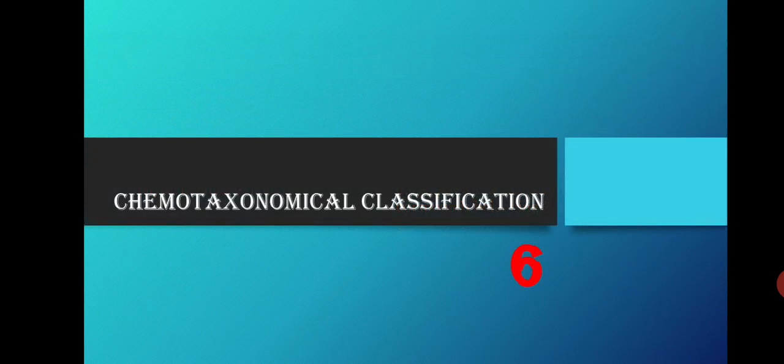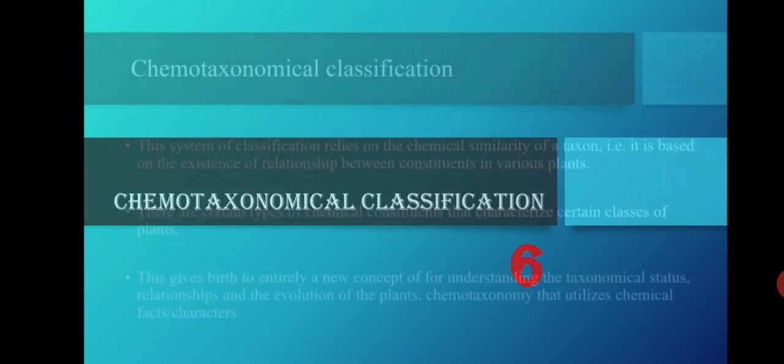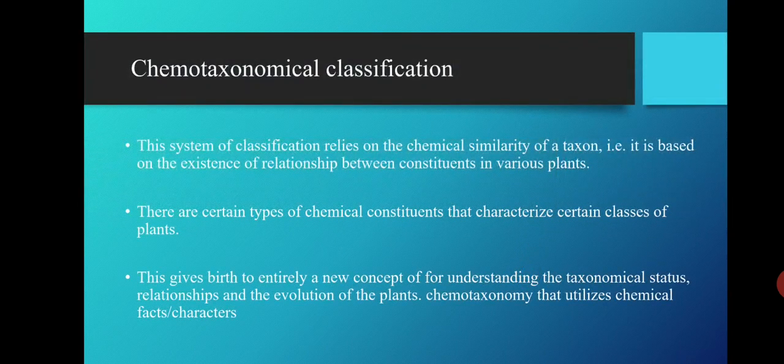Chemotaxonomical, this is above your syllabus. You should also know chemotaxonomical classification. The system of classification relies on the chemical similarity of taxon. That is, it is based on the existence of relationship between the constituents in various plants. There are certain types of chemical constituents that characterize certain classes of plants. This gives birth to entirely a new concept of understanding the taxonomical status, relationship and the evolution of plant.